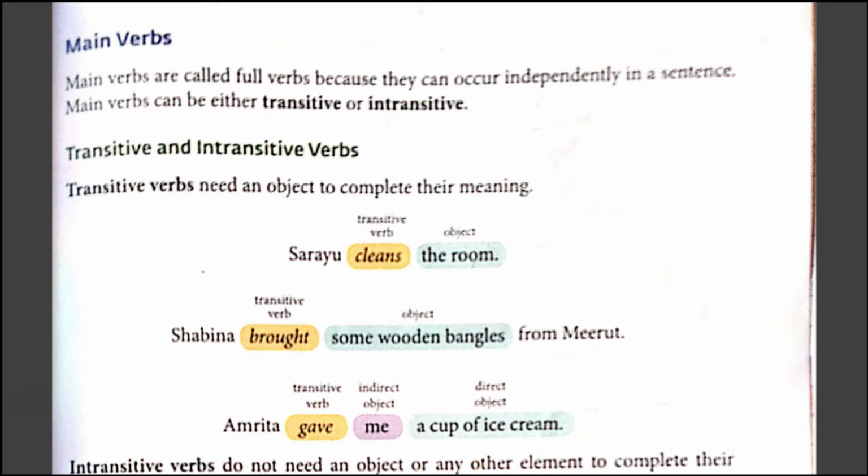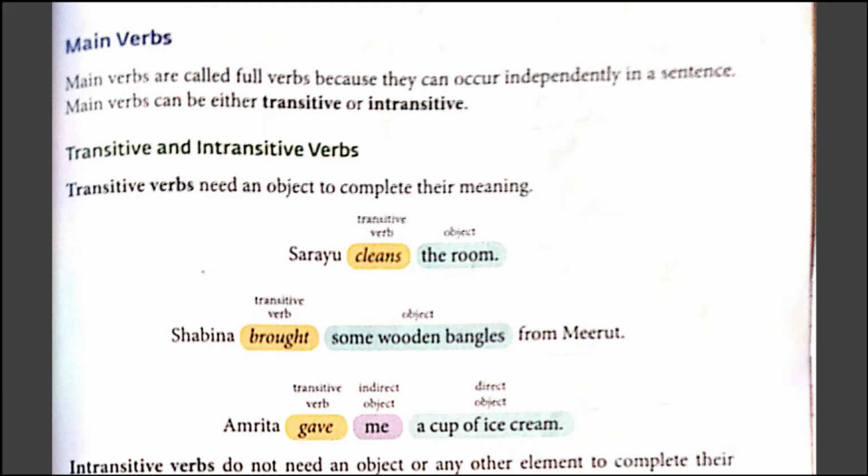To whom? Ask the same question, to give. To whom? Then to me. So me will be the indirect object. Why? Because if there were no ice cream, then what is she going to give? Nothing. So here ice cream is the most important. So it will be the direct object, whereas me will be the indirect object.